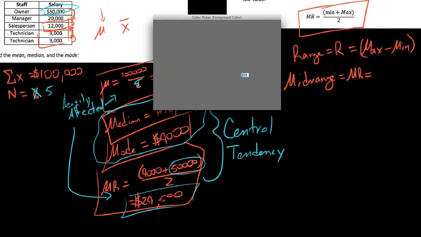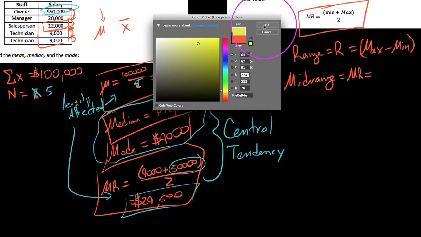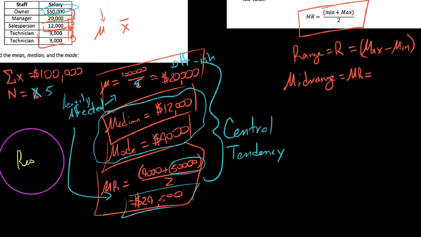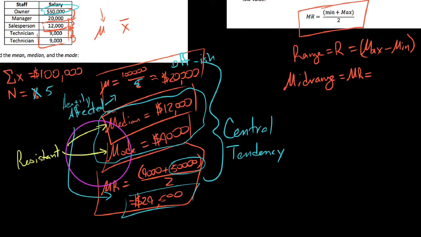Whereas things that are resistant to outliers happen to be these two measures in the middle. The reason is that if you were to consider adding another datum in there, the median would shift slightly, but not very much because you're only adding one datum. And the mode wouldn't really shift unless you added another 9,000 or another 12,000 or 20,000. Basically, the mode and the median are very resistant to such outlier-ish additions to the data set.